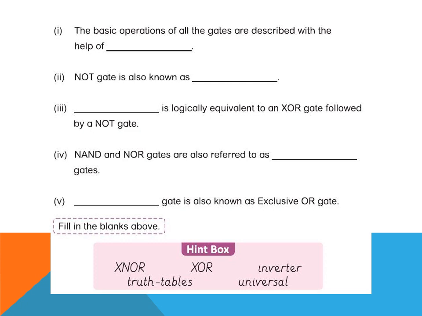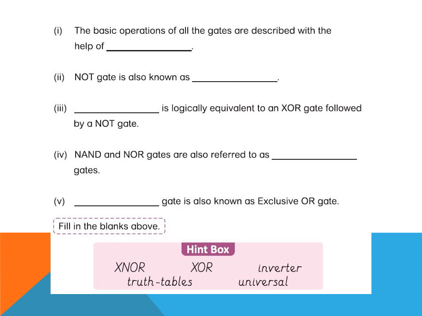So the basic operation of all the gates are described with the help of dash. So the basic operation of all gates are described with what? In the hint box: XNOR, XOR, inverter, truth tables, universal. So what should be the answer? I hope everyone already knows the answer. Still, try to note down what you think the answer is. Of course, I will show you the answer, but still, for the time being, note down the correct answer that you think is correct. Okay, let us move on.